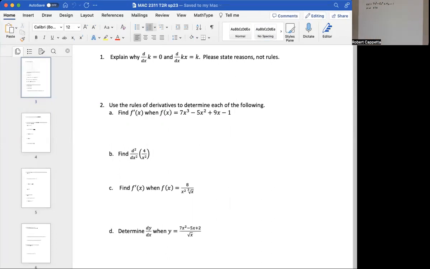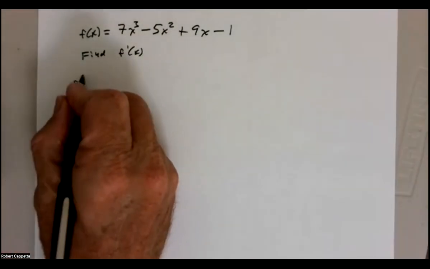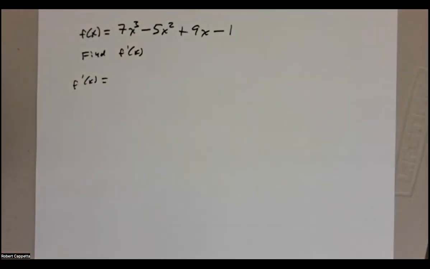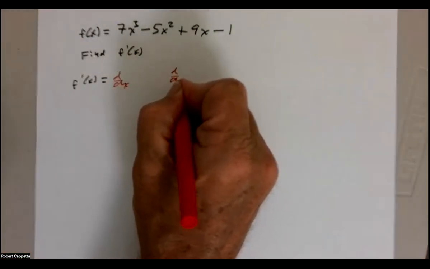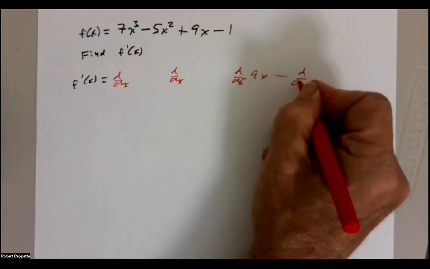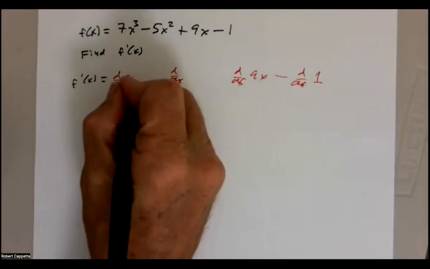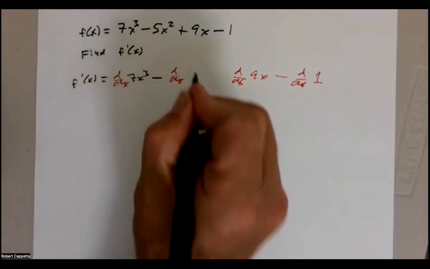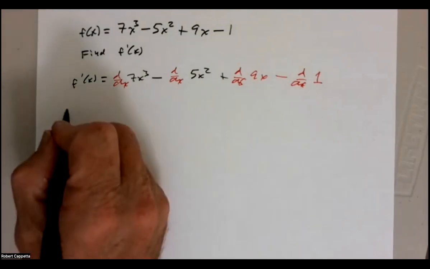So this is our next question. What are we going to say to that? Well, the derivative of the sum is the sum of the derivatives. So f prime of x is the derivative of the first piece minus the derivative of the second piece plus the derivative of the third piece minus the derivative of the last piece. So I have the derivative of 7x cubed minus the derivative of 5x squared plus the derivative of 9x minus 1.